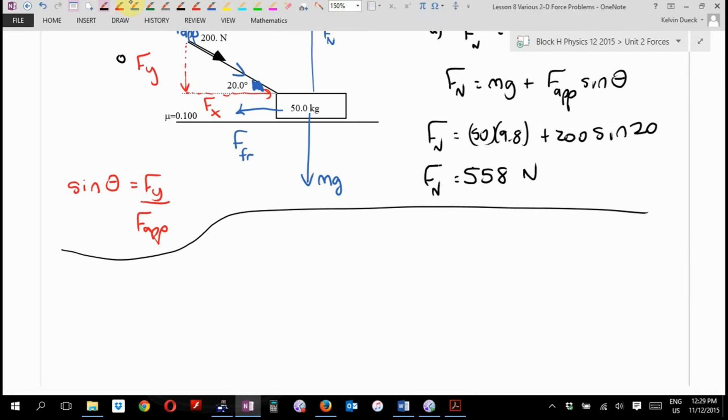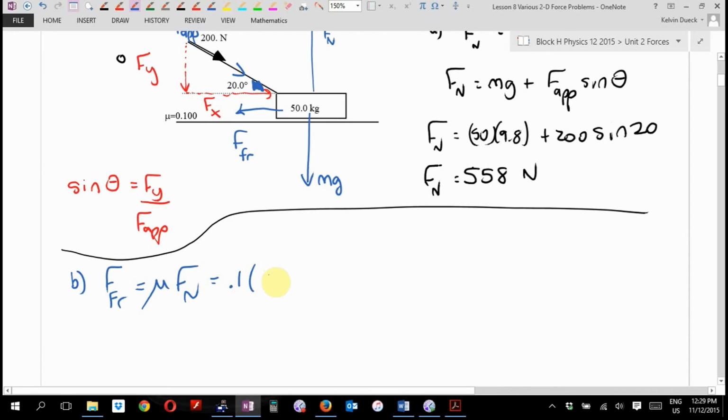What did B want me to find? Oh, friction is mu times the normal force. I don't know the normal. Oh, wait a minute. I do know the normal force. Who knew? What's mu? 0.1. What's the normal force? 558.4.